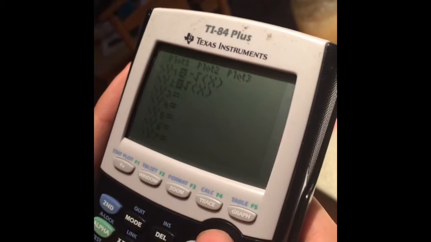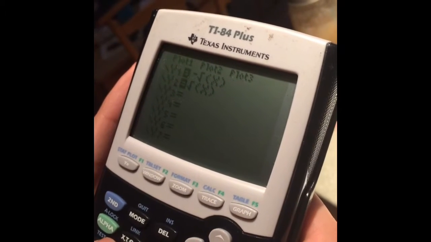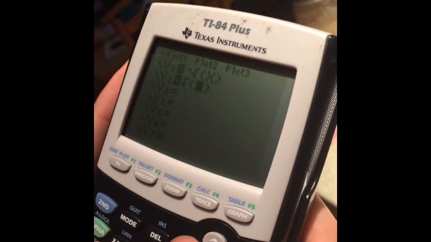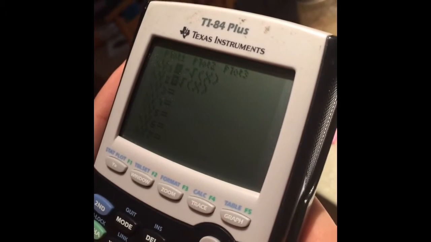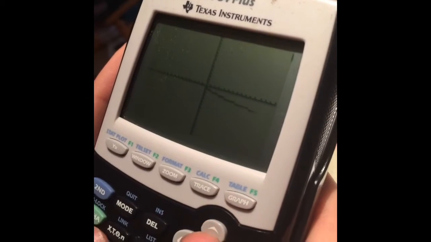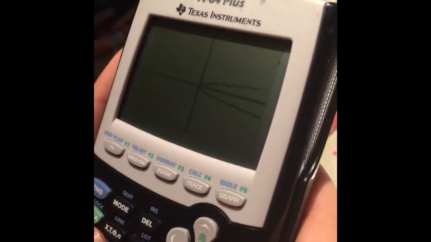Alright, and this is how a reflection works on a calculator. You have your parent function, y equals square root of x, and then this is the reflection, negative square root of x, which reflects it across the x-axis.